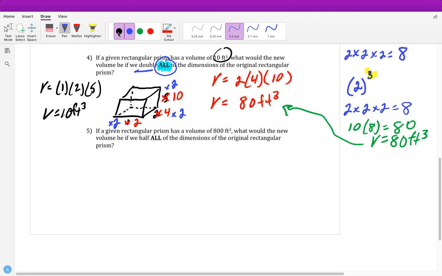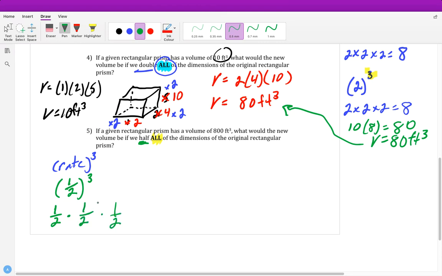All right, so let's go ahead and do this last problem, number 5. So the first thing is, how many dimensions are we changing? All of them. So that means I need to find my rate, and I need to raise it to the third power. Well, what is my rate? Well, we are halving all of them. So that means I am changing all of these sides by 1/2. And this is equal to 1/2 times 1/2 times 1/2.